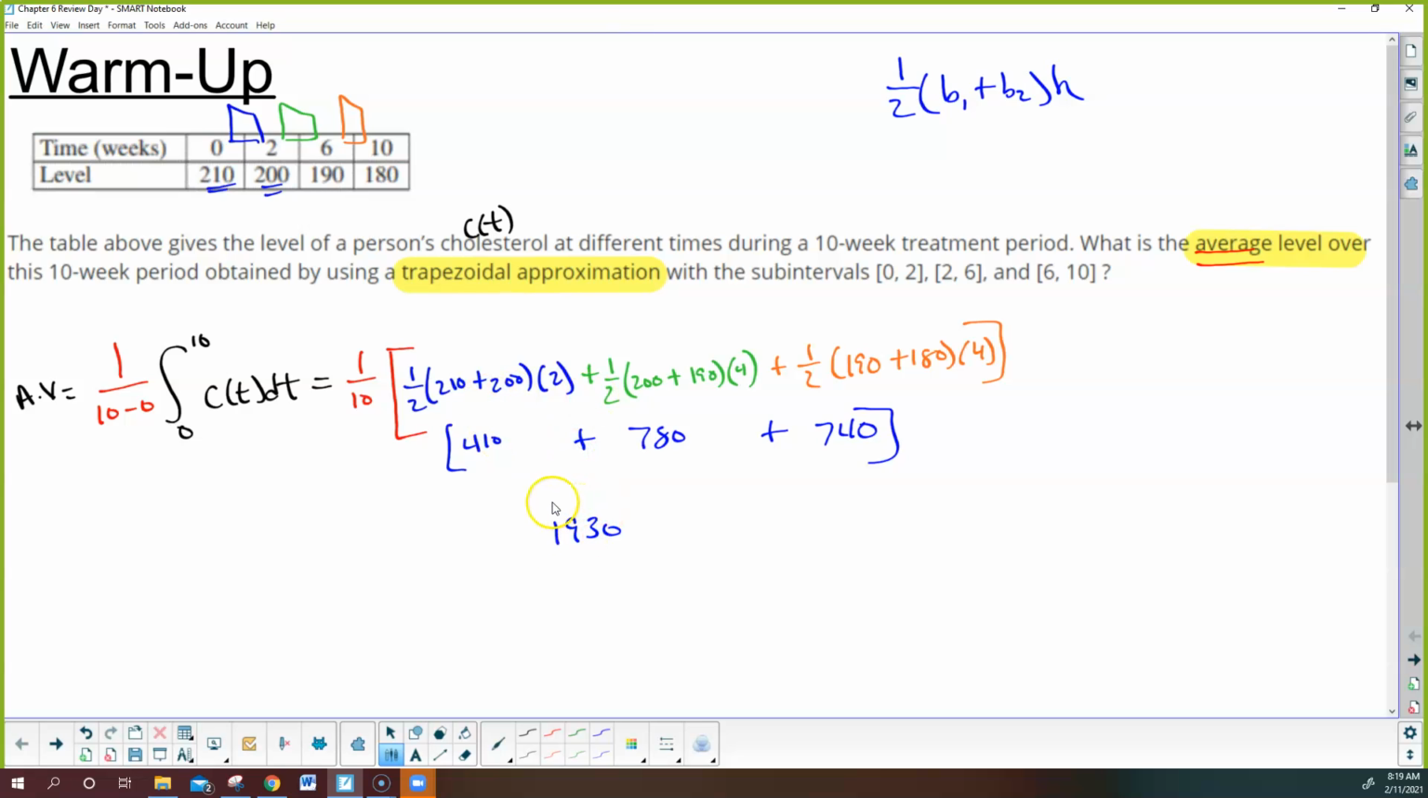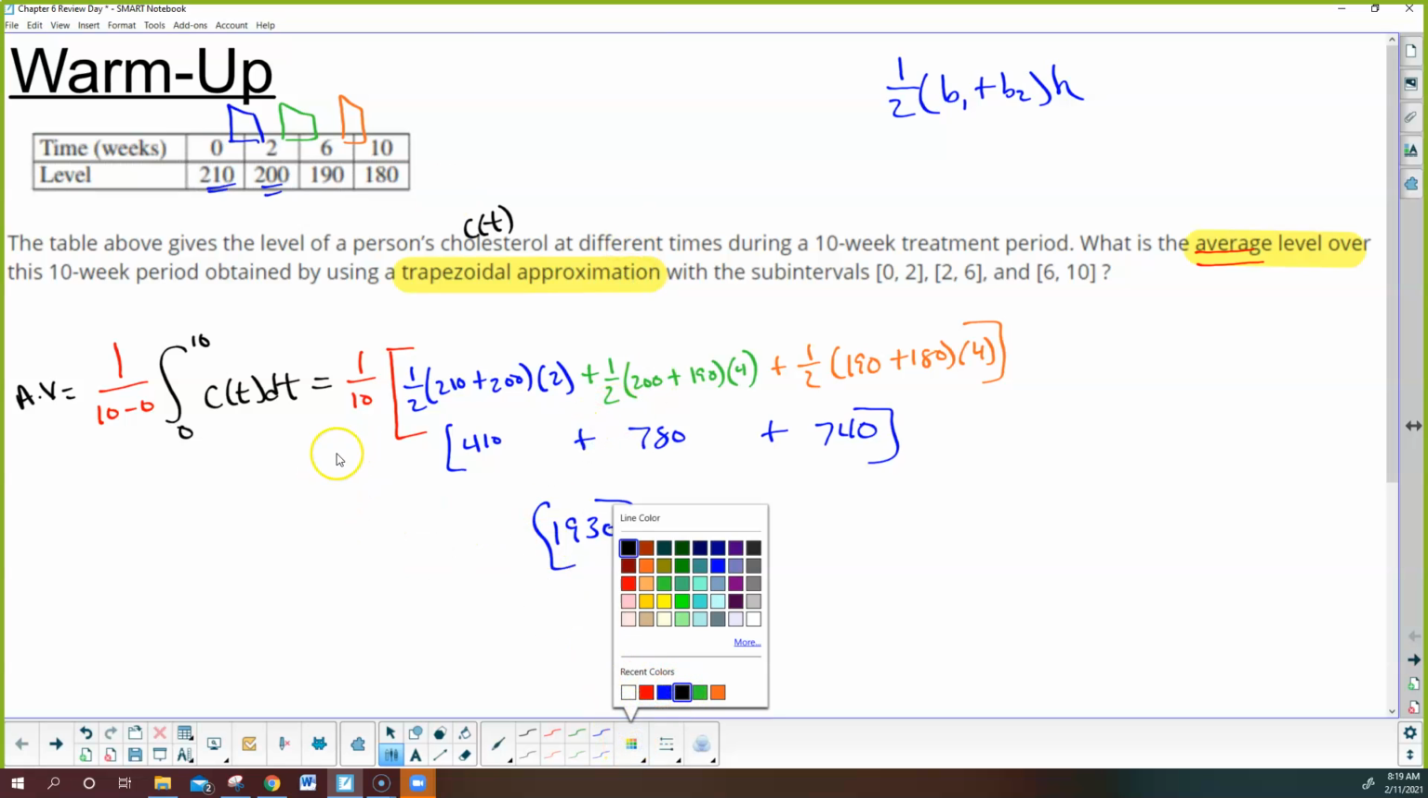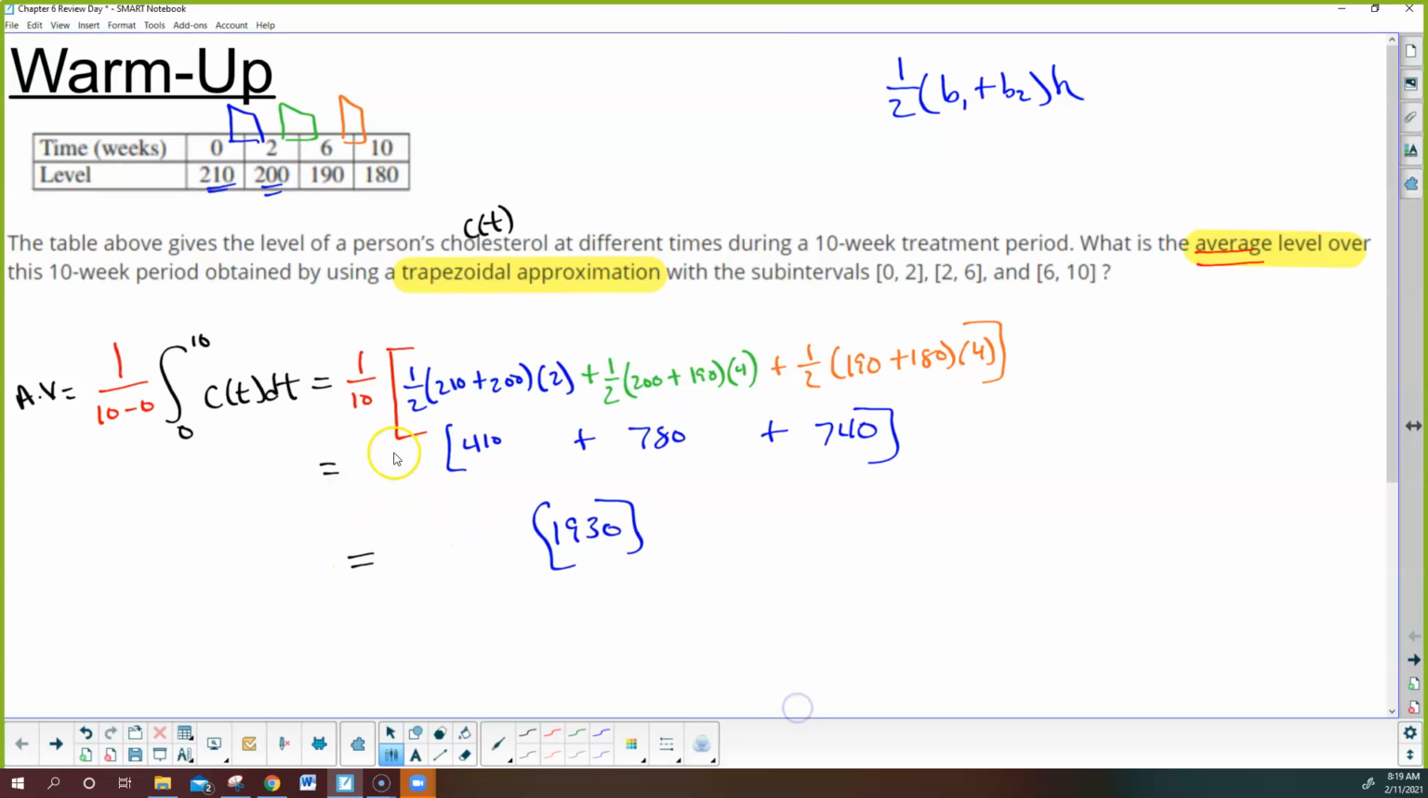Now let's think of that. This answer right here is the area under the curve, or the total cholesterol levels all added up. But that doesn't really help me, right? In the context of this problem, we don't really care about how much total cholesterol there was over a 10-week period. We want the average, and that's why we're dividing by 10. We're finding the average value of this. And the average cholesterol level over a 10-week period is right here.